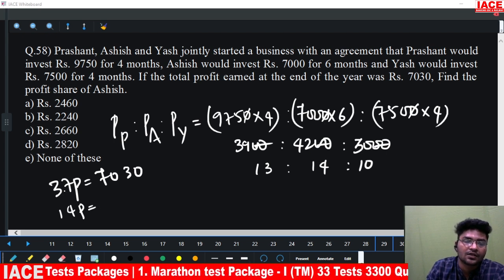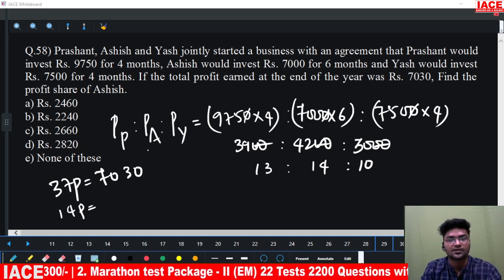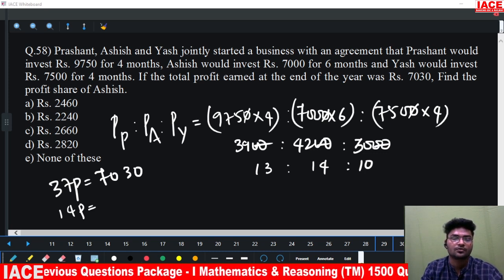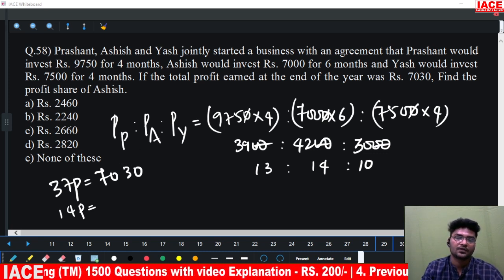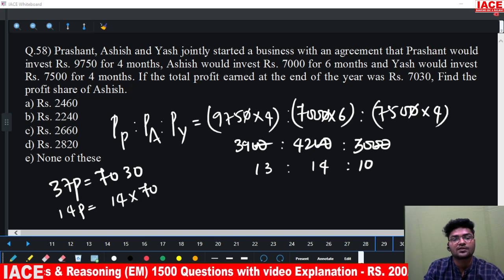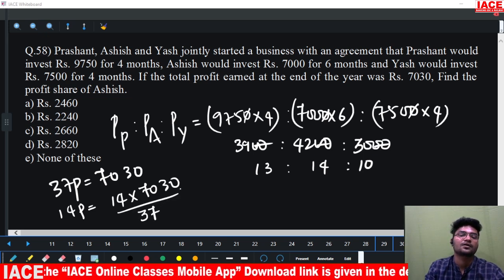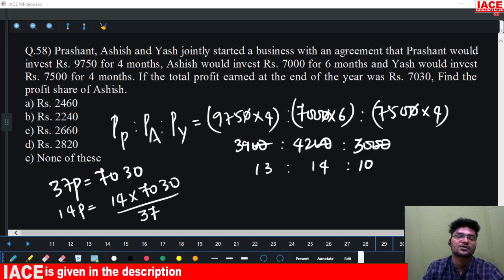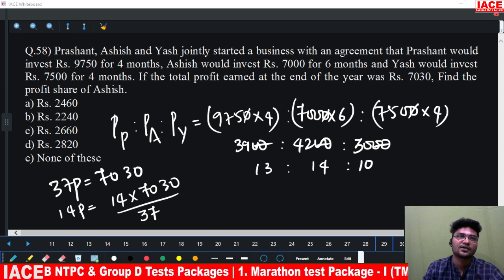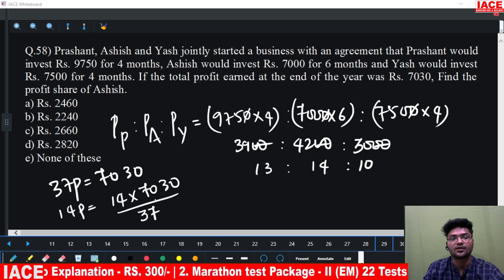14 parts is how much? 37 how much will be 7030? 37 into 19. Is it 19? Let us check. Or let us cross multiply. 14 into 7030 divided by 37. 370 less than 7400. 370 less means 200, so 190.